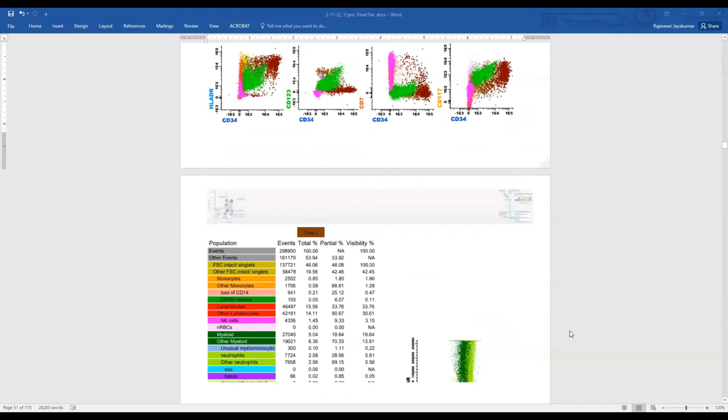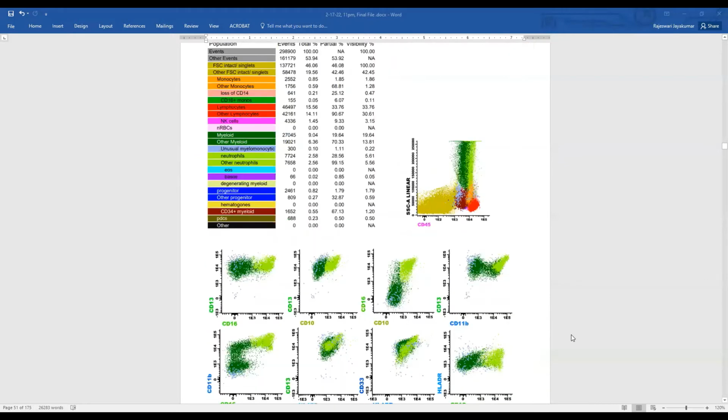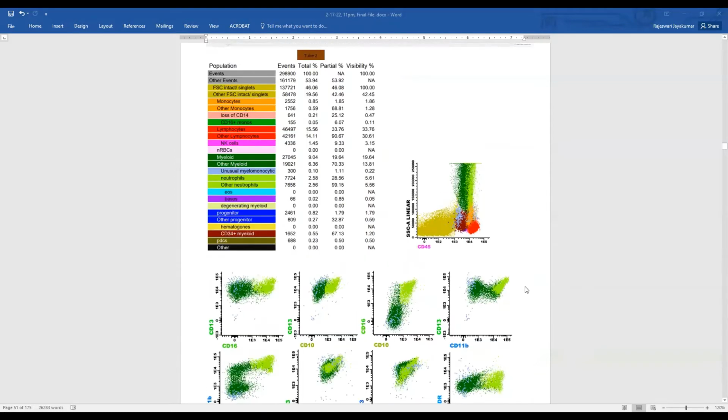Moving on to the second tube, which has more markers like CD10, CD13, CD11b, and CD16. This tube helps differentiate between the immature and the more mature granulocytes. The mature neutrophils are painted in green, and you can see that the mature neutrophils express brighter CD45 than the immature ones, and that is normal. The immature ones are here painted as dark green. And again, you can see the lymphocytes here, monocytes here, and the blasts here. In this tube, the blasts account for 1.2%.